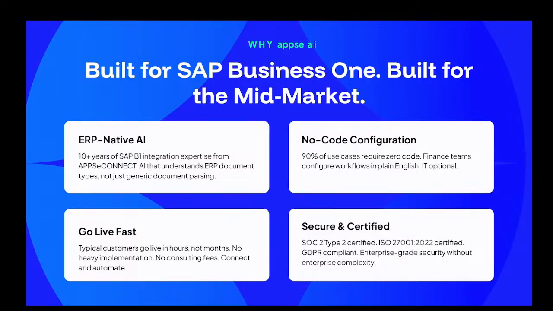So I think this is a very interesting question: why AppsE AI? So why AppsE AI specifically? Four main reasons. ERP native AI. This comes with over 10 years of SAP B1 integration expertise at AppsE Connect. So it understands ERP documents, its document types, not just generic PDFs.